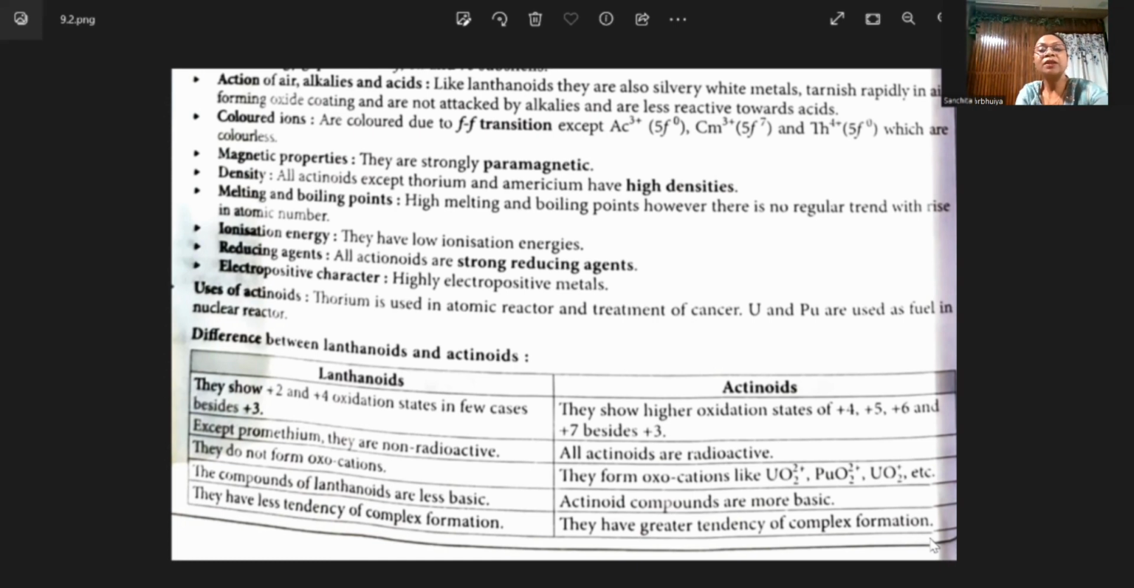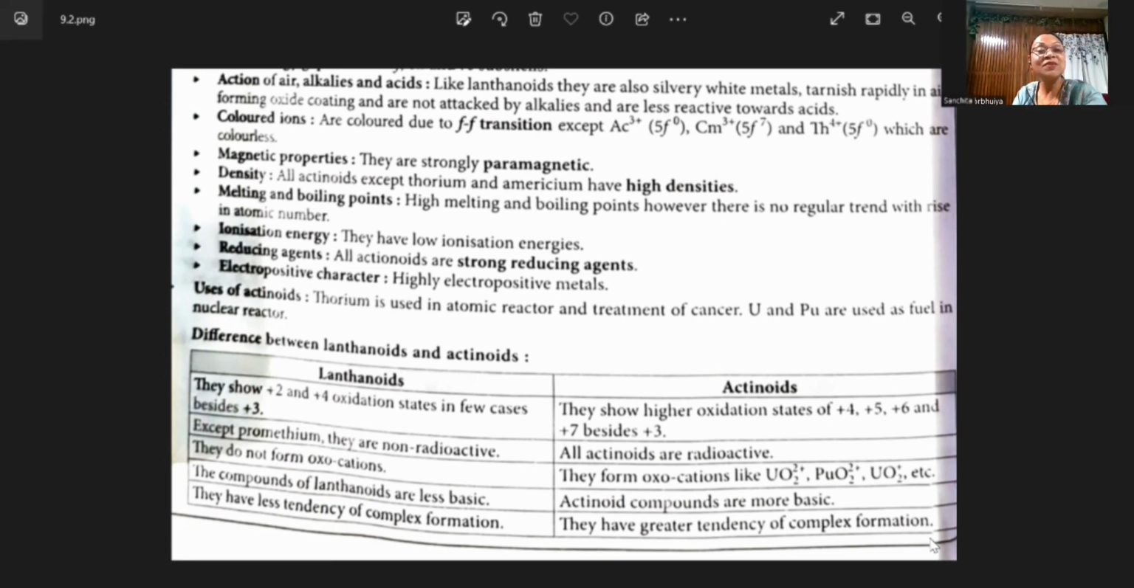Melting points and boiling points, however, have no regular trend with the rise in the atomic number. The ionization enthalpies are low because the last electrons are very far away from the nucleus, so the electrons can be taken out easily. They are all strong reducing agents because they have a tendency to lose electrons. They're metals, so metals usually will be strong reducing agents because they will have a tendency to lose their electrons and get oxidized. Yes, and metals are highly electropositive. So nothing unique, it is everything that you know.